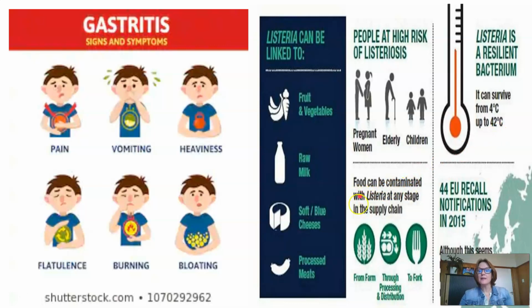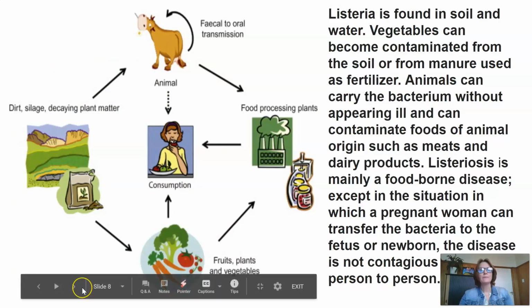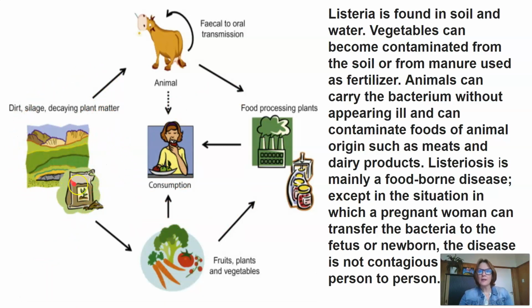Food can be contaminated with Listeria at any stage in the supply chain, from the farm through the processing and distribution at the factories, right up to where it lands up on your table and you're eating it off your fork. Let's take a good look at listeriosis. Let's delve deeper into it. Right, here we have a schematic diagram, and it tells us about listeriosis and where it comes from. Listeria is found in soil and in water.